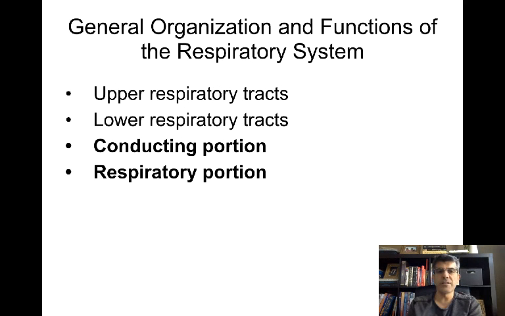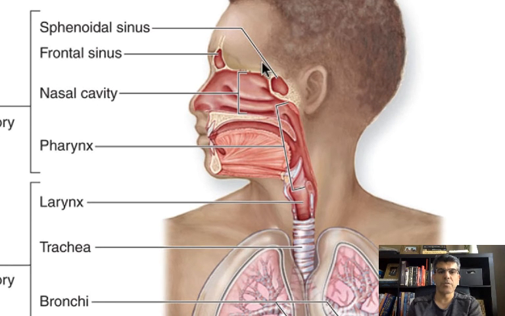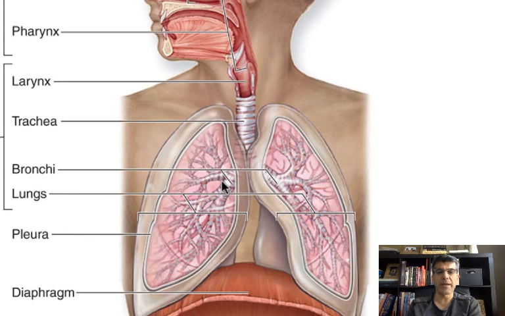Now, knowing all this information, let's take a look at this slide. There are 4 different terminologies that I need you to know. The first terminology is called upper respiratory tract. What is the upper respiratory tract? Upper respiratory tract is from your nose all the way to the larynx. Anything below the larynx is called lower respiratory tract.